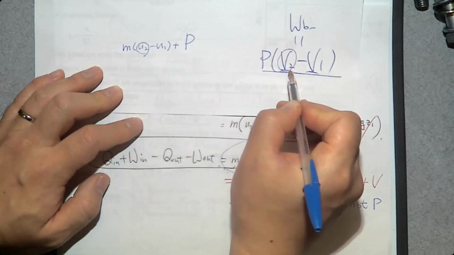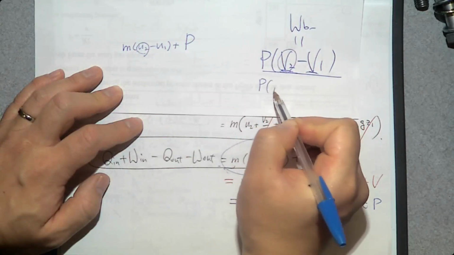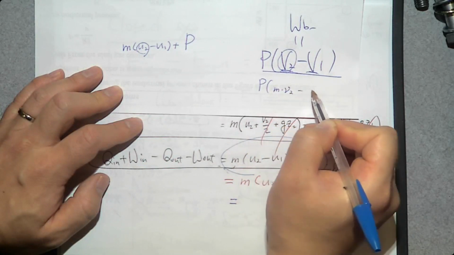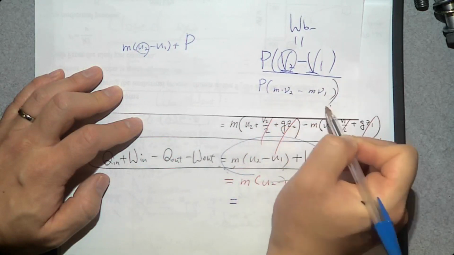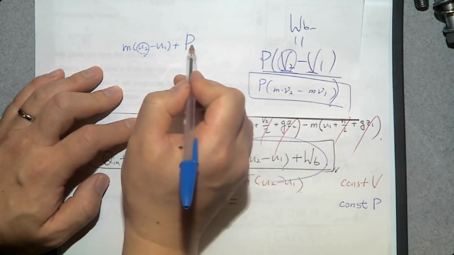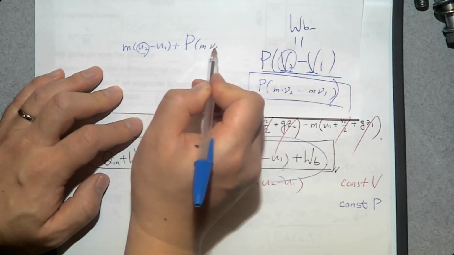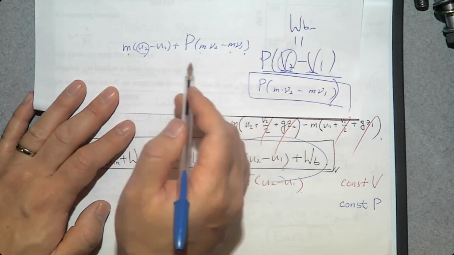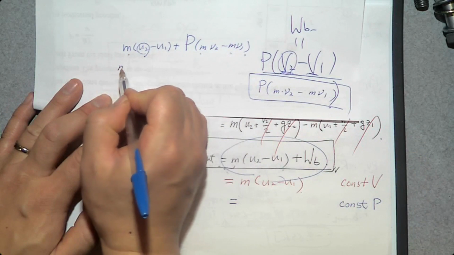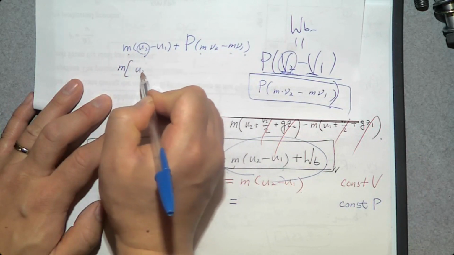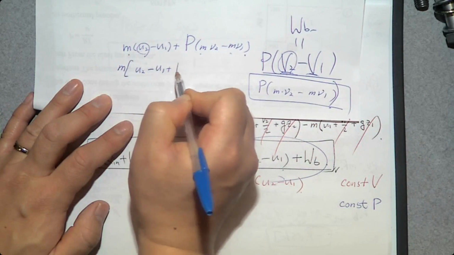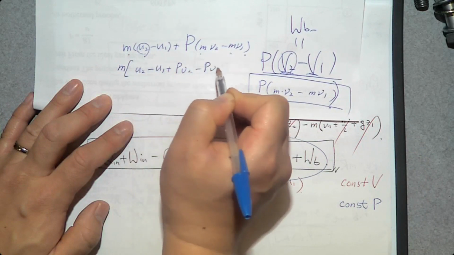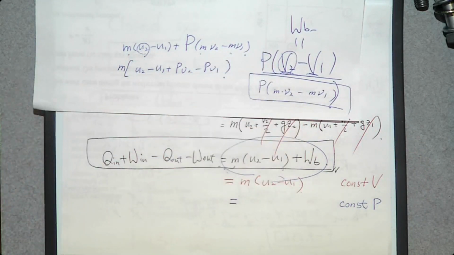Can we use lowercase? Yes. P times mass times specific volume. Can we do that? Yes. P times mass times specific volume minus mass times specific volume. Now we have mass, mass, mass. Can we take mass out of it? Yes. Mass times (u2 minus u1 plus Pv2 minus Pv1), right?